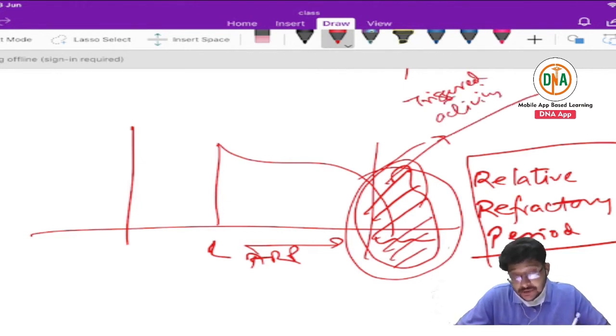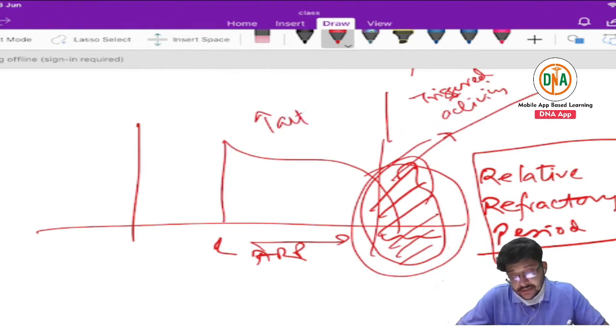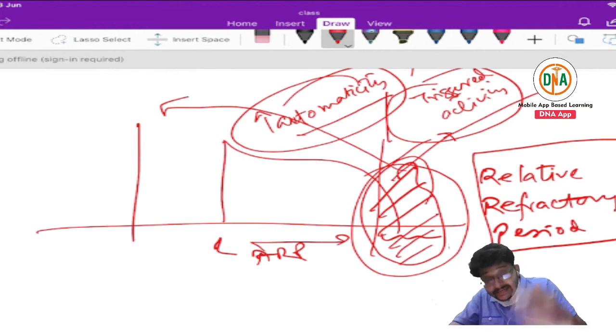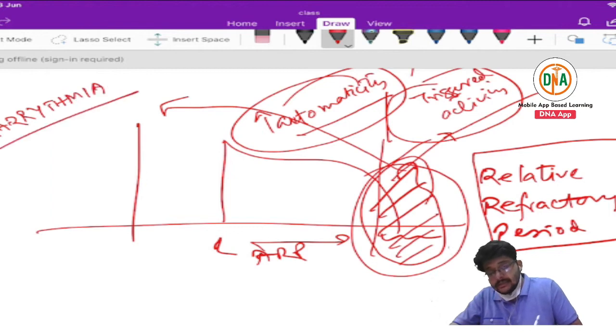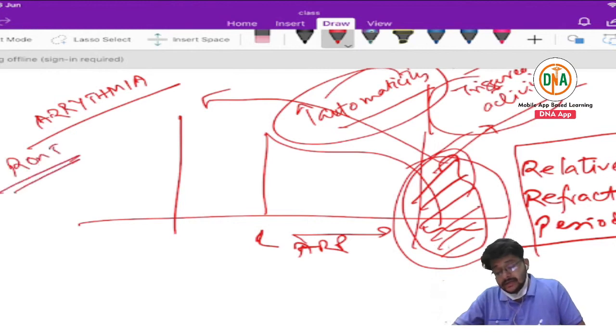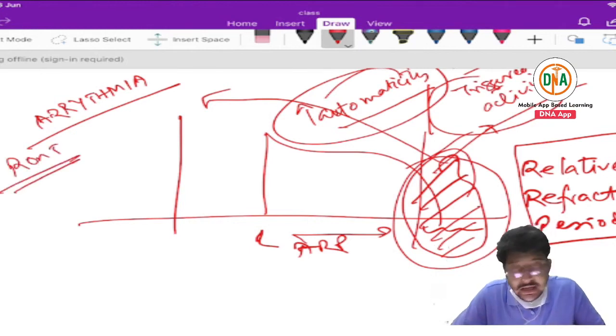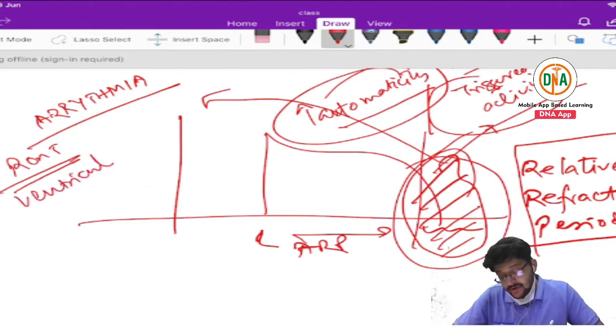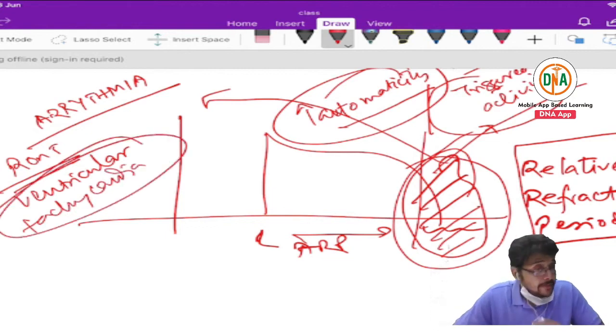This zone is responsible for excessive automaticity, and this zone can lead to generation of arrhythmia, rhythm disturbances. And the most common arrhythmia that happens in this zone is the R on T phenomenon. That's an ECG term, and for remembrance, you can say that this is the ventricular tachycardia that can generate, is the most common arrhythmia due to the R on T phenomenon, which can occur in the relative refractory period.